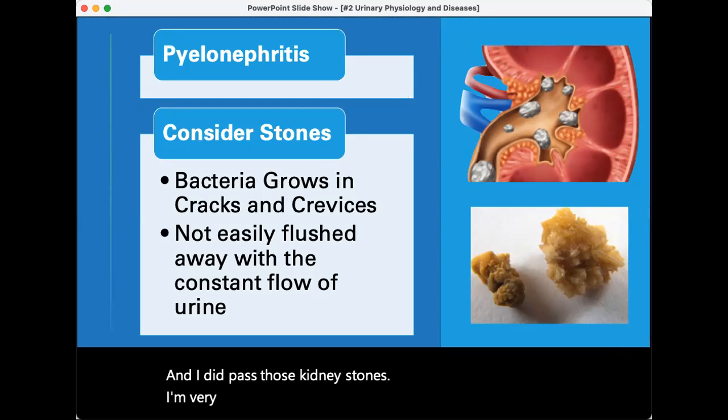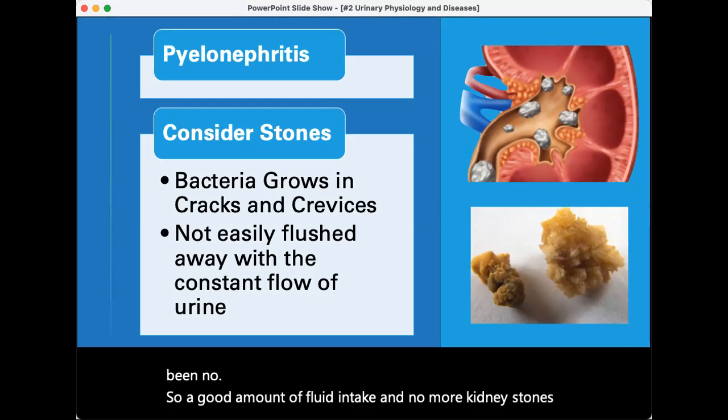And since that period of time, there's been no dehydration, so a good amount of fluid intake, and no more kidney stones or kidney infections.